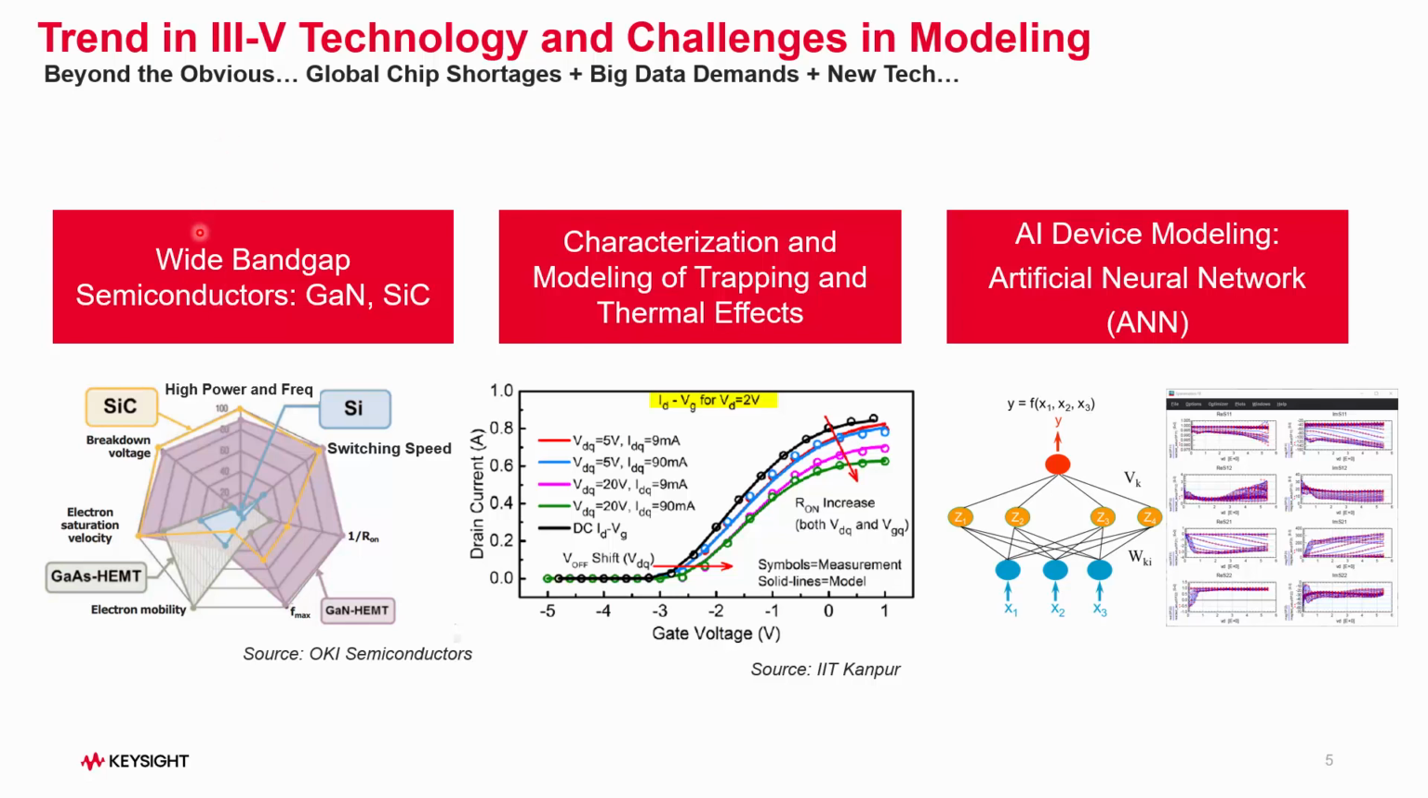Wide bandgap semiconductors are becoming more and more popular, whether it's RF or power electronics, GaN and silicon carbide: switching speeds, more efficiency, higher frequency, and higher power, of course. And kind of related to that, characterization of trapping effects and thermal effects is becoming more and more important. And third, neural network modeling is becoming a more powerful tool when you can't even find a model, and we're going to showcase that today.